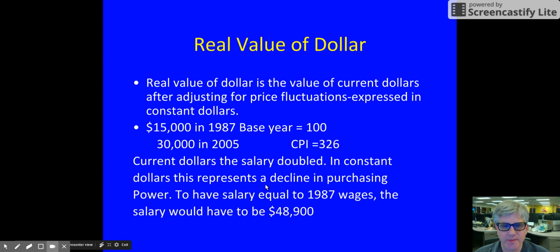Constant dollars represents a decline in purchasing power. My salary didn't double; it should have really tripled to keep up with inflation. CPI tripled, but my salary didn't. So to have a salary equal to 1987 wages, my salary would have to go up to $48,900.